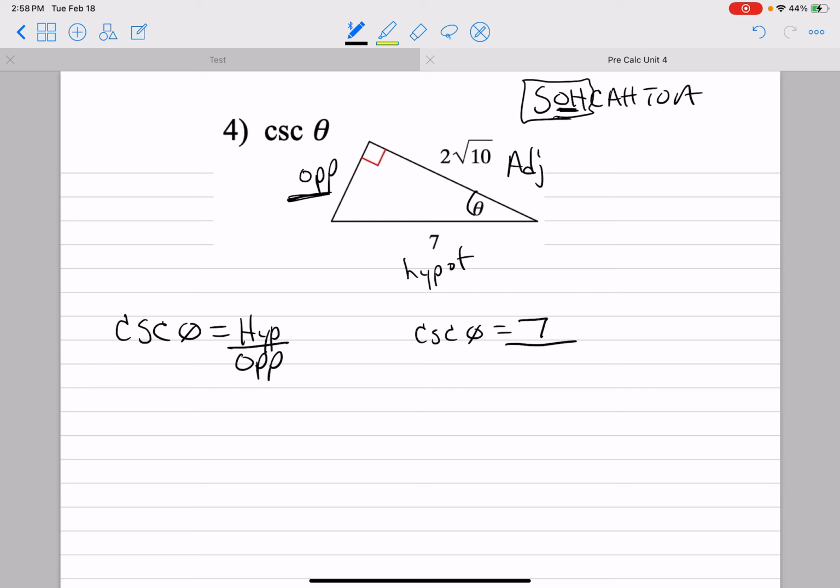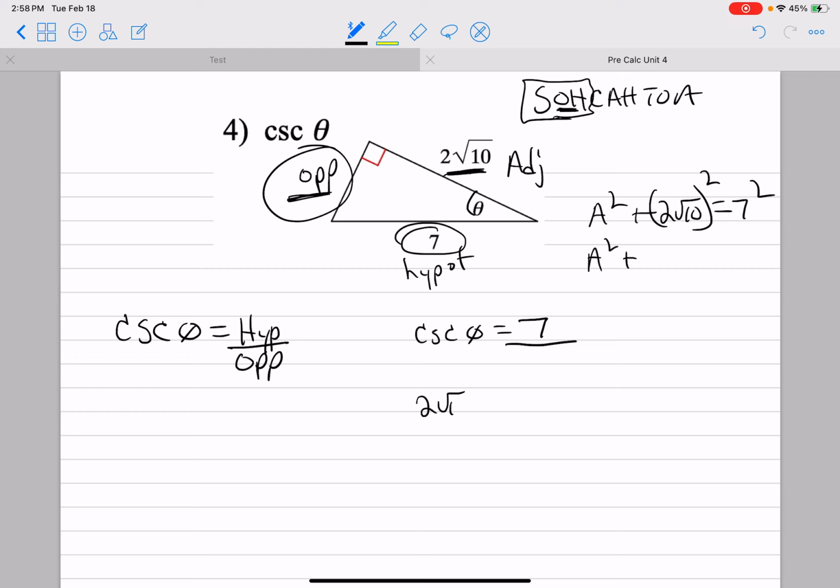So let's see. We'll call this one a squared. We'll call this one b squared. So 2 root 10 squared equals c squared, which is the hypotenuse, 7 squared. So a squared plus, what is 2 root 10 times 2 root 10? 4 times 10, which is 40, equals 49.